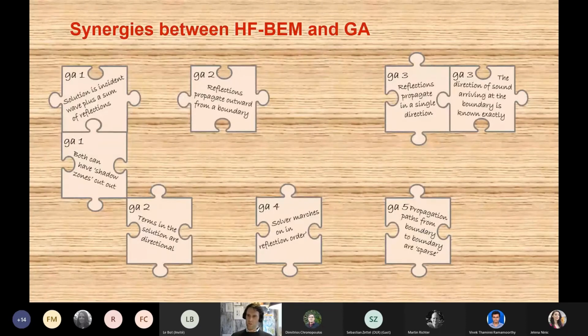We're going to talk about synergies between high frequency boundary element methods, HFBEM, and geometrical acoustics, GA. And I'm going to do this a bit like a jigsaw. So I've got a whole lot of little pieces here, and you don't need to worry about reading them all now, because I will read them as we go through. So let's focus on these first ones, GA1, on the left. Two of the features, as I've said already, are that the solution for geometrical acoustics is an incident wave plus a sum of reflections, and all of these can have shadow zones cut out of them where the wave isn't visible.